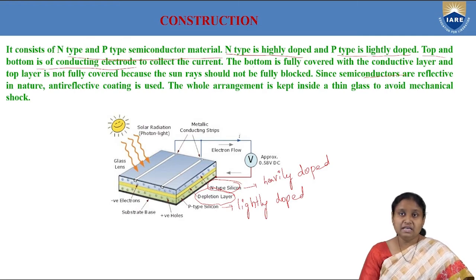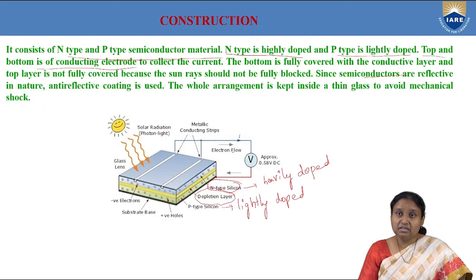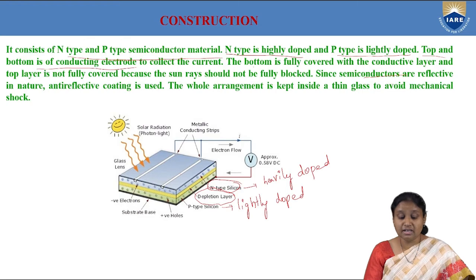As we can see, that's why we are using our symbol like this. This whole PN junction diode is covered in thin glass so that we can avoid mechanical shocks. So this is about the construction, and as you can see in this figure given in the PPT, the solar cell unit is connected in a circuit, and in this circuit there is one voltmeter. This particular arrangement is to collect the current that is being generated from this unit of solar cell.